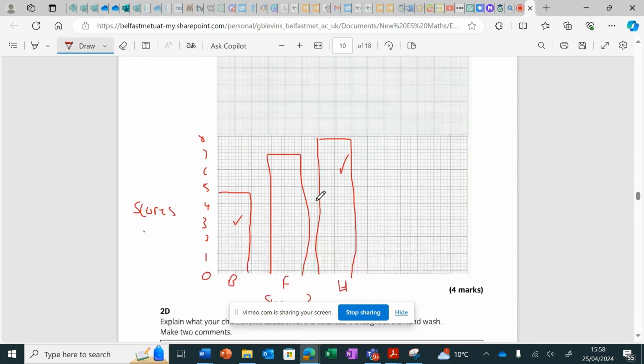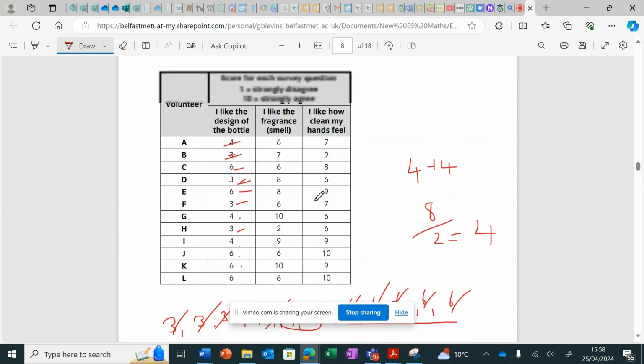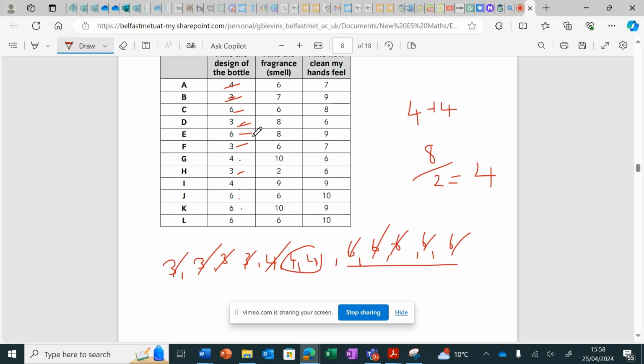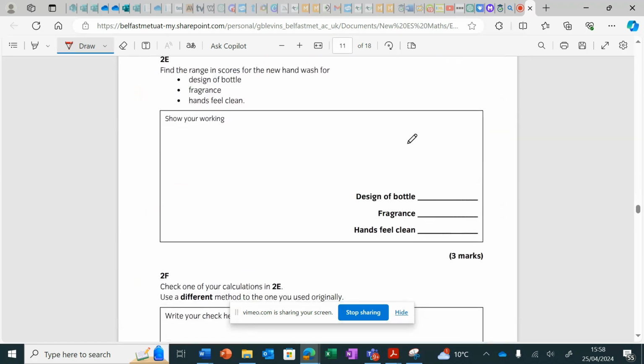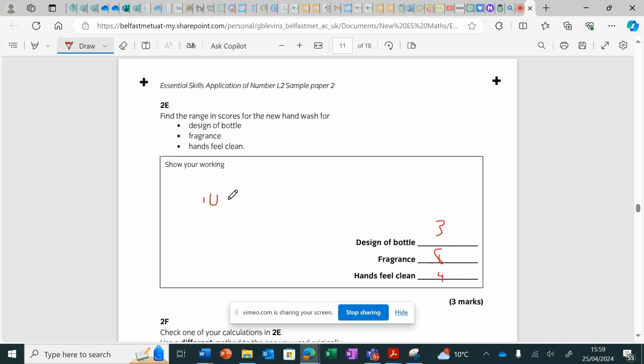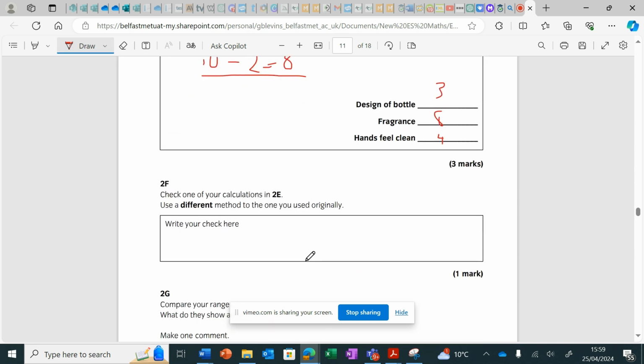Next it asks for the range. For the range, it's just the highest take away the smallest. So we go back to our table and we take the highest and the smallest. So 6 take away 3 is 3. So one range is 3. 10 take away 2 is 8. And 10 take away 6 is 4. So it looks like 3, 8, and 4. Write them in. Maybe make sure to do one, so for Eagles it was 10 take away 2. Do something like that at least once so that if you go wrong, they know you know the method and we'll get some marks.